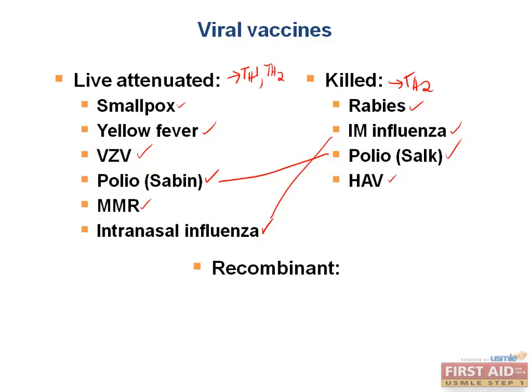One great question that they love to ask on the step 1 is which vaccine you can give to an HIV or otherwise immunocompromised patient. You can definitely give killed vaccines. Remember that the MMR vaccine is the only live vaccine that you can give to an immunocompromised patient.